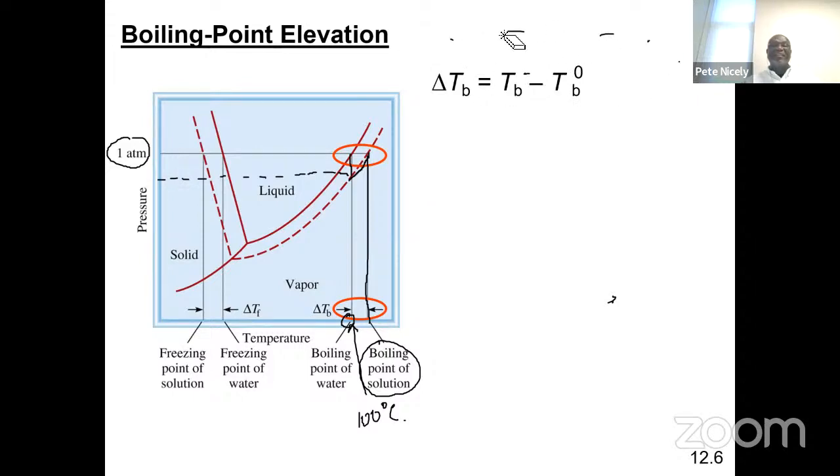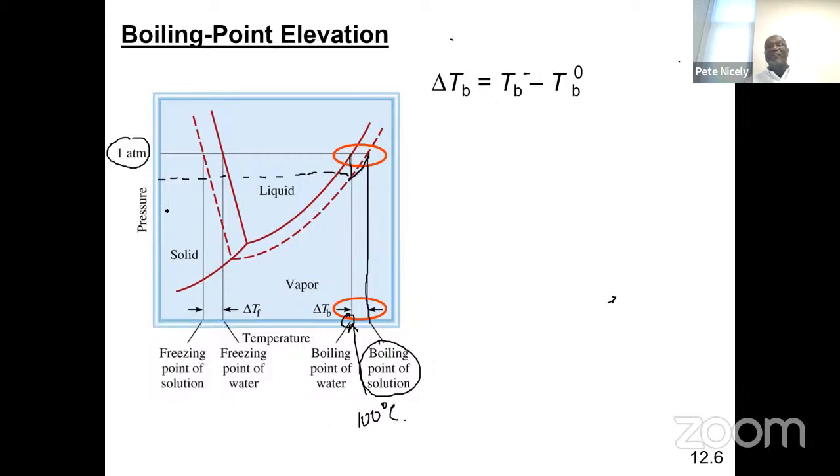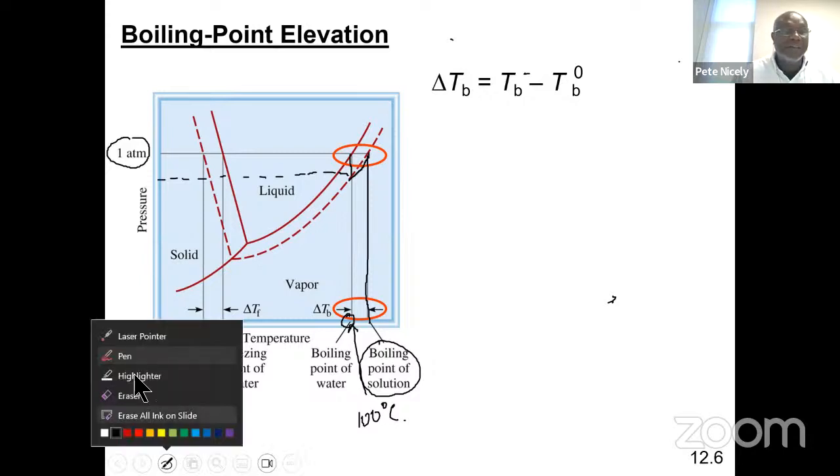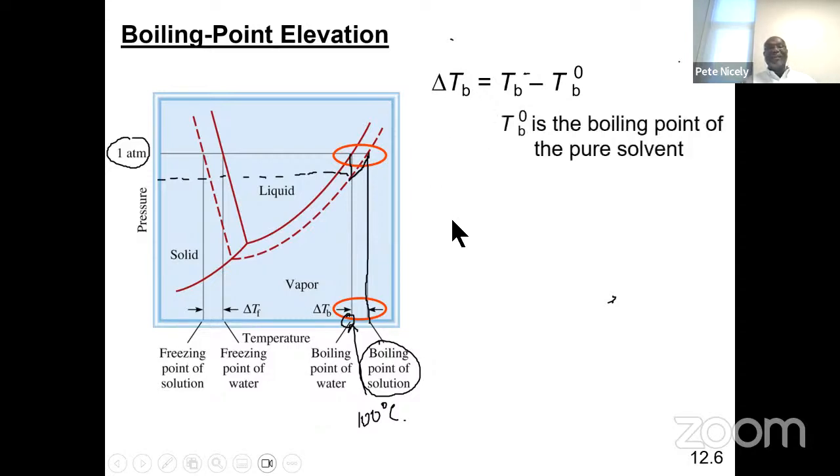Okay, so basically, there will be an elevation in the boiling point when the solution is created. And that elevation of boiling point is given by this equation here. Delta TB, that's the elevation in boiling point, would be equal to the boiling point of the solution minus the boiling point of the pure solvent, all right? So that's delta TB, right?